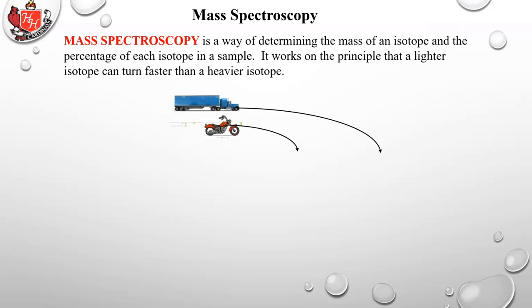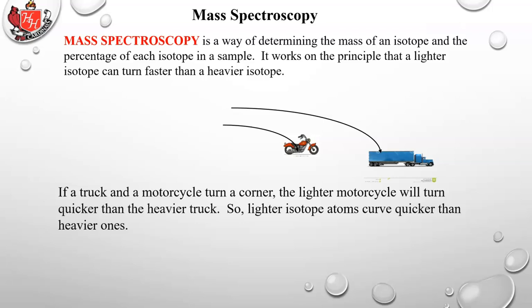So there you see a truck and a motorcycle turning a corner. If a truck and motorcycle turn a corner, the lighter motorcycle will turn quicker than the heavier truck. So lighter isotope atoms curve quicker than heavier ones.